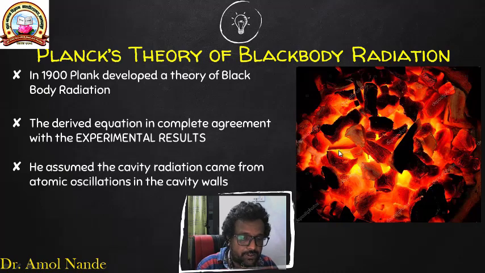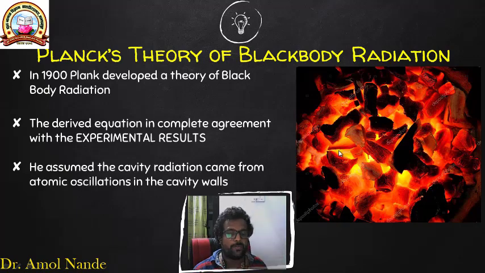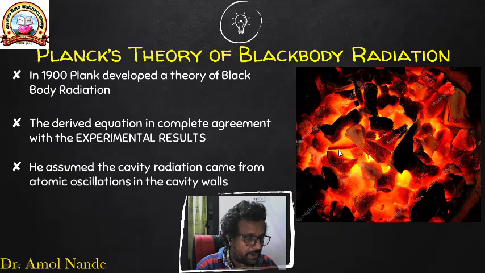For this, he made the basic assumptions of the Planck theory of black body radiation. He assumed that the cavity radiation came from the atomic oscillations in the cavity wall. So the whole black body will act like a simple harmonic oscillator, and the energy is distributed in equally spaced levels. We will see that one.